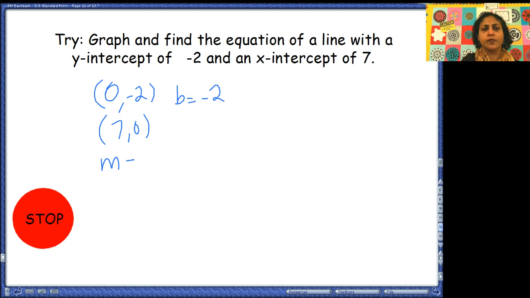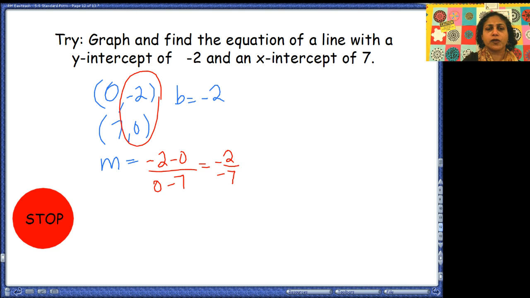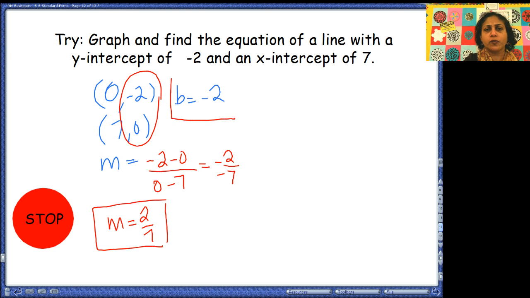M is going to equal -2 minus 0 over 0 minus 7, which is -2 over -7. So m equals 2 over 7. We already know b is equal to -2, so the equation is y equals 2 over 7 x minus 2.